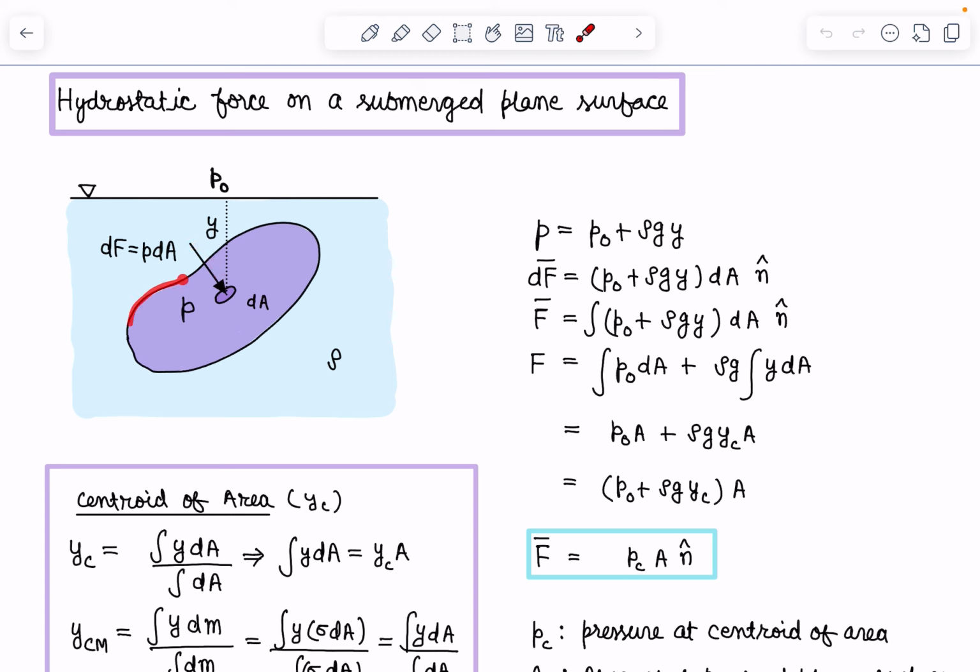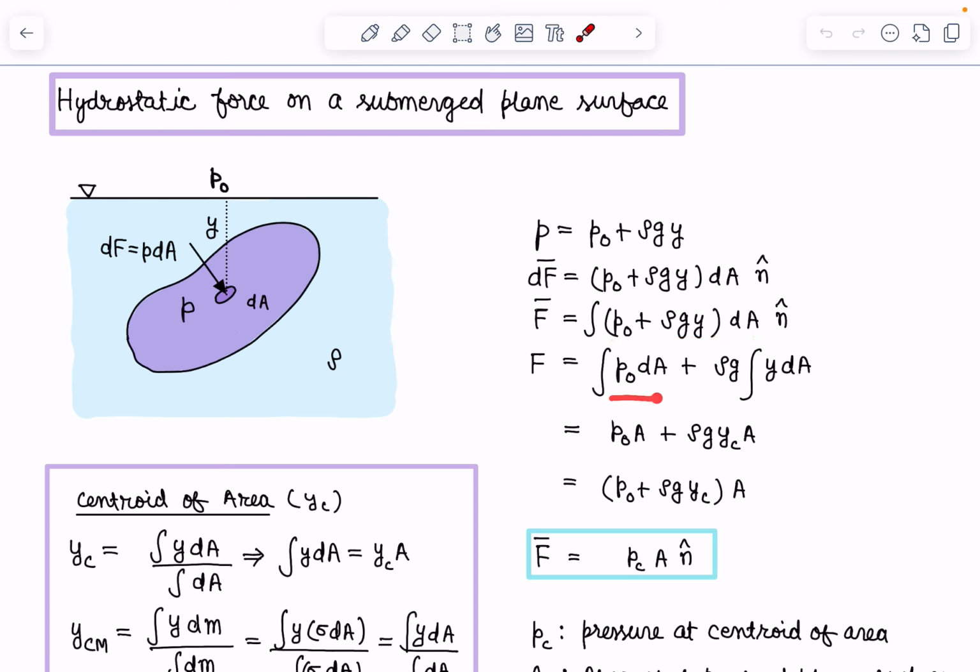Because this surface is a plane surface and the direction of the normal at any point on this plane surface is going to be the same, this n cap is a constant vector because it has a constant magnitude of unity, and its direction is also the same at every point on the surface. So finding out the net force is easy for us. For the magnitude, we just need to integrate the term P naught plus rho gy times dA over the whole surface, and the direction of the net force is going to be along n cap, which is perpendicular to the surface.